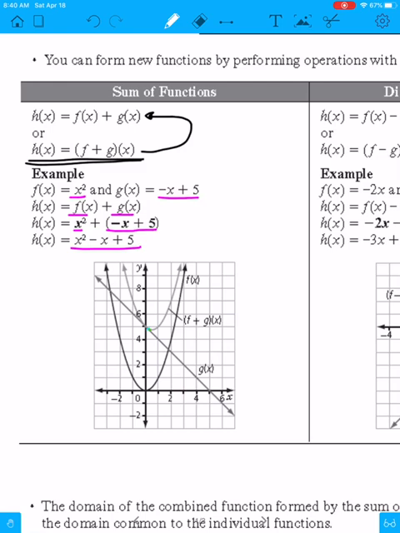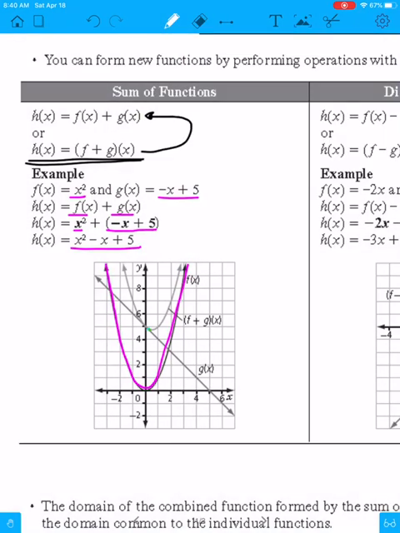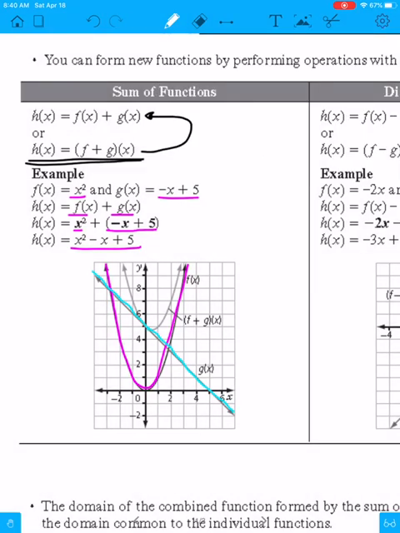Okay? Down here it shows the two graphs. If I take the f of x graph, which is x squared, which is this, and I add it to the g of x graph, which is the line negative x plus 5, when I add those two, I'm going to get my third graph, which is f plus g, which is that x squared minus x plus 5 graph.